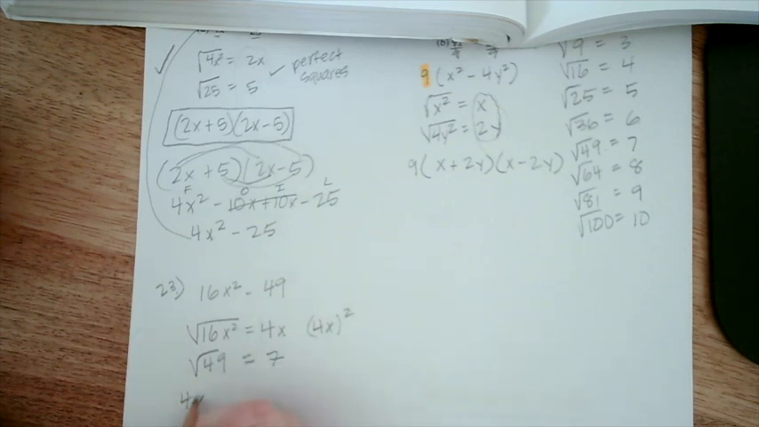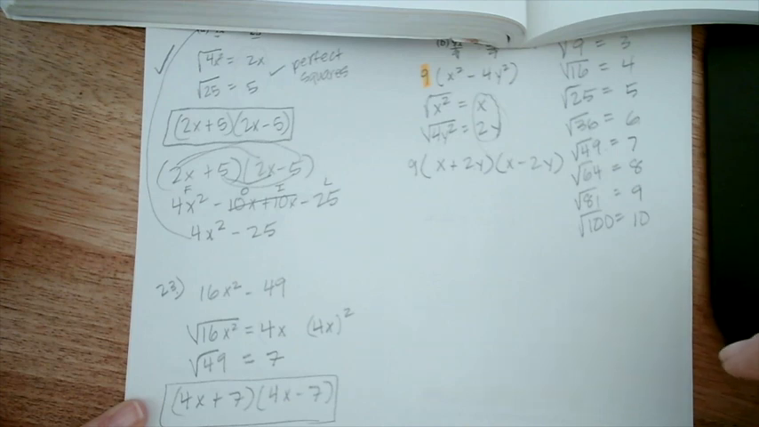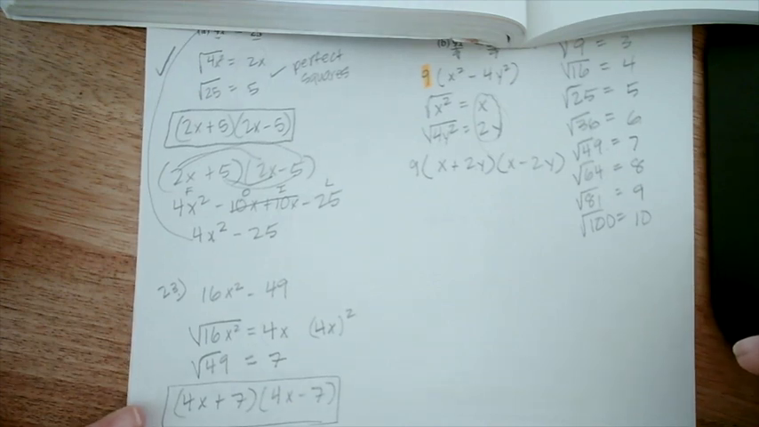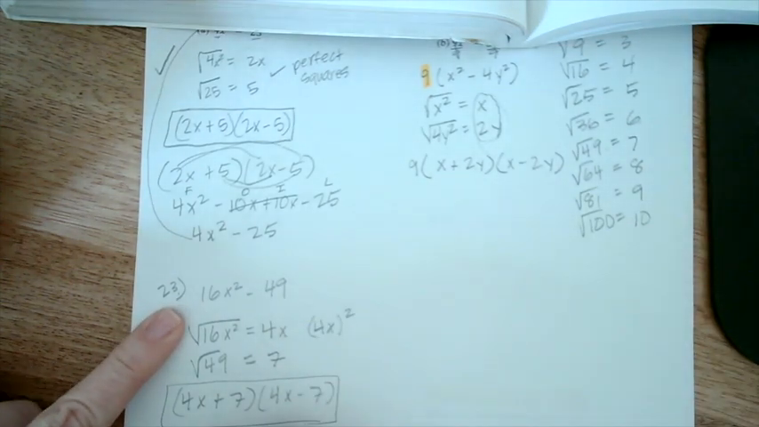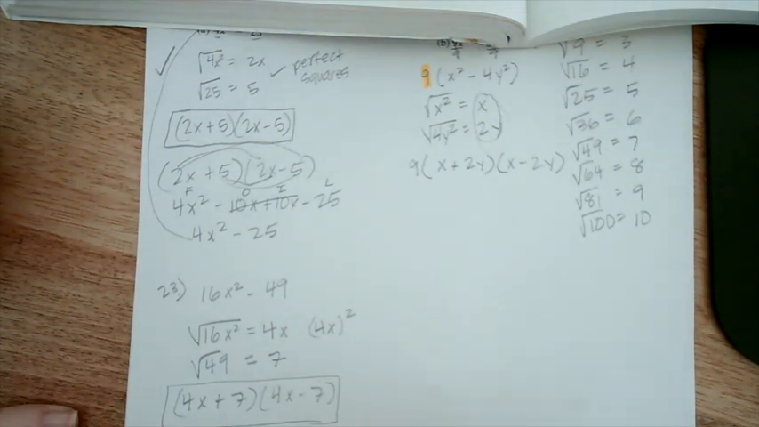So remember, you have 4x plus 7, 4x minus 7. And that would be the answer. Although in your book, I think it just says write yes or no. Determine if each binomial can be factored as a difference of squares. So in this case, 23 would be yes, and you know that because you were just able to do it right here.